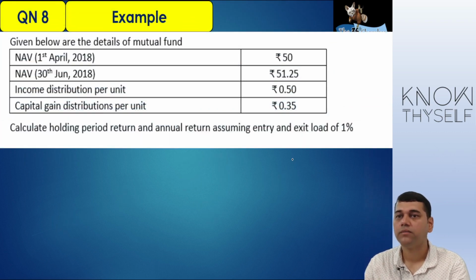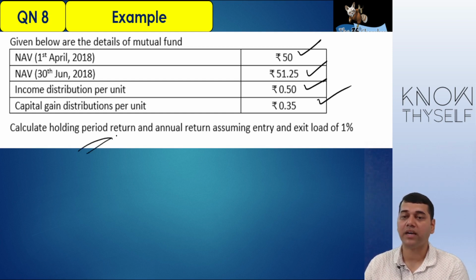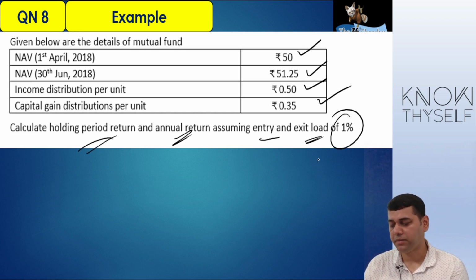Same story. Question number 8. NAV on 1st April is 50. 30th June, that means after 3 months, 51.25. Income distribution 0.5, capital gain distribution so much. Calculate the HPR and annual return, assuming entry and exit load to be 1%. This is an example.